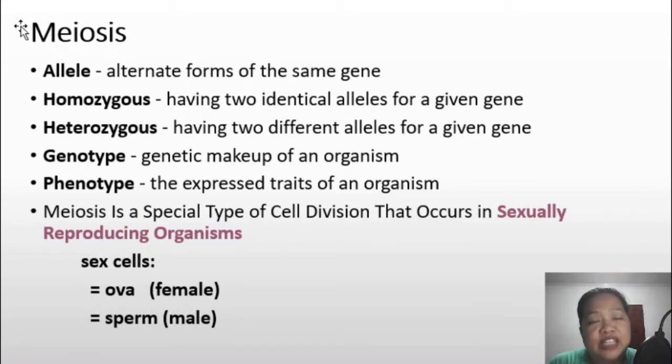Examples of phenotype are long hair, curly hair, brown complexion, or fair complexion. Those are the phenotypic characters that are expressed at present. So meiosis is a special type of cell division that occurs in sexually reproducing animals or organisms. The sex cells are called the ova and the sperm. So the cells that undergo meiosis are the sex cells, or the gametes.